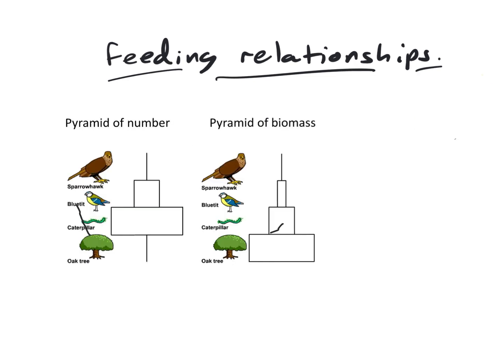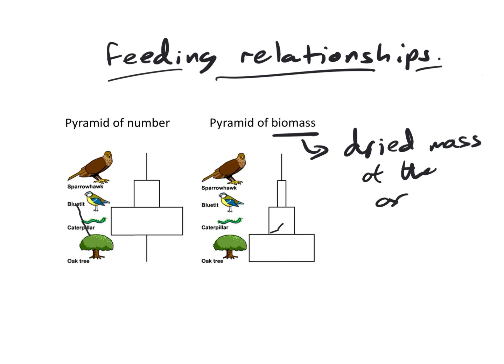So rather than using pyramids of numbers, we use something called pyramids of biomass instead, because pyramids of numbers often don't work. Biomass is the dried mass of the organisms. So let's say we had one tree and the tree was 1,000 kilograms in mass. That would equal 1,000 kilograms of biomass, the dried weight of the tree.